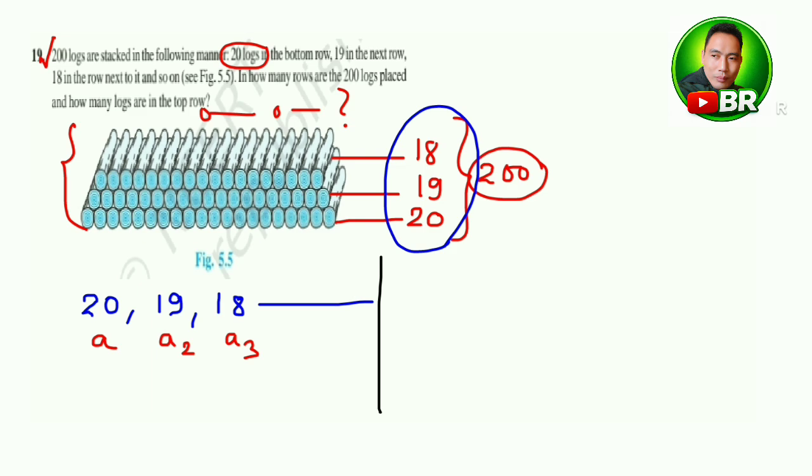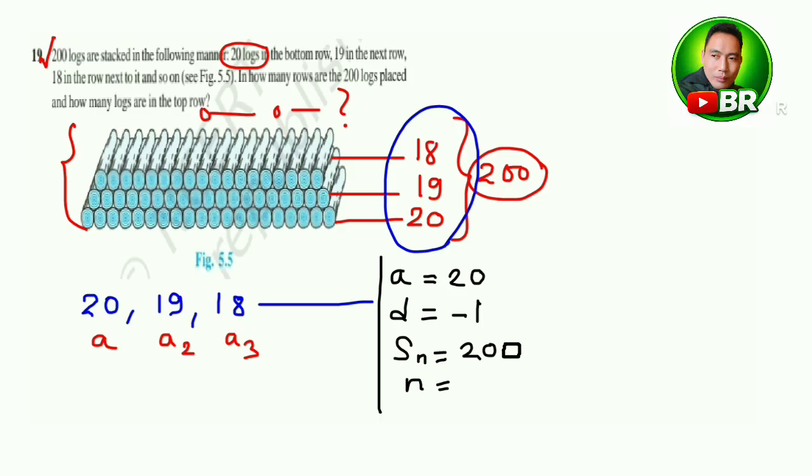Okay, here a, that is the first term, is 20. d, that is the common difference, will be a2 minus a, 19 minus 20, which is minus 1. And here the sum of this AP has been given as 200, and we need to find the total number of rows, or total number of terms, right?